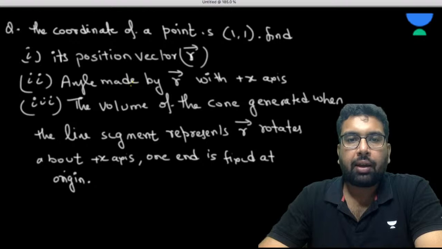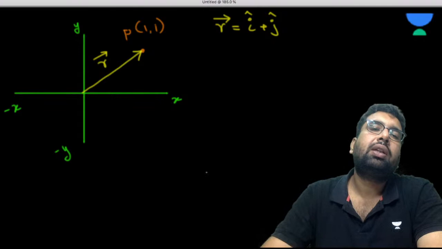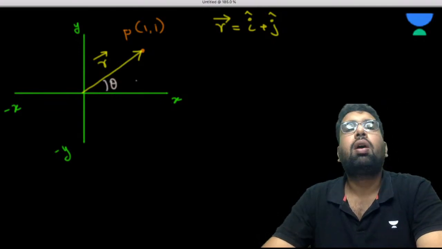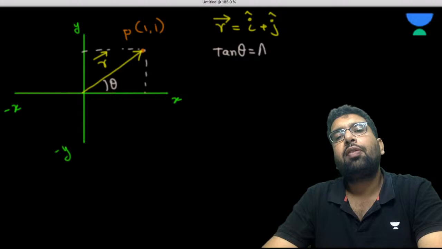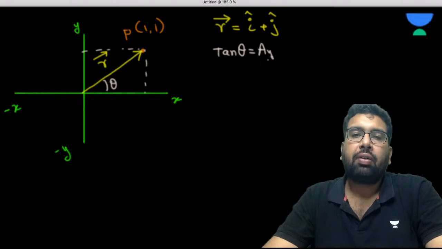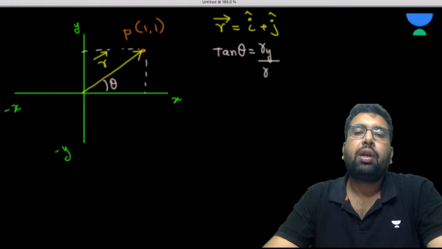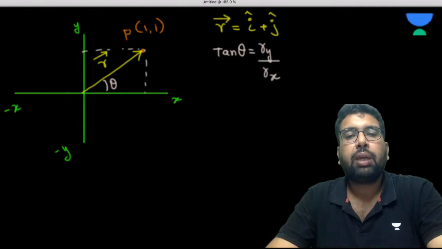Now the angle of this position vector with positive x-axis. Let it be theta. So what is this angle? tan theta, we know, is equal to ay upon ax. And what are ay and ax? For any vector, the angle that it is making with the coordinate axis or x-axis is going to be what?